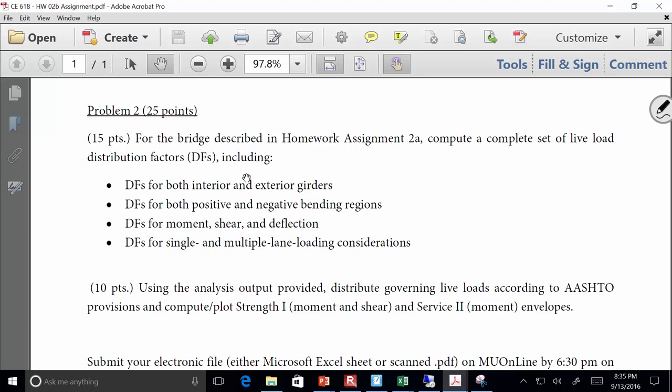Part 2, I'm going to give you some computer output, like the tables for the truck, the lane, the tandem, all of that. Based on your distribution factors and combining them appropriately, I want you to factor the loads and tell me the strength 1 moments, the service 2 moments, strength 1 shears, and all of that. We'll go through that next week, so don't worry about that. This should probably be one big Excel spreadsheet, turned in in 2 weeks, okay?